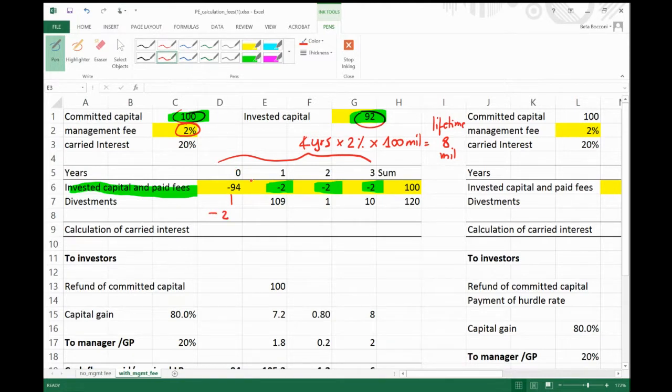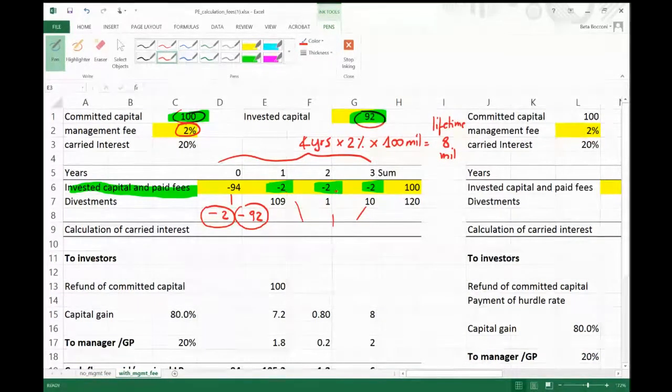And in year number 0, together with the first payment of the management fees, I will contribute essentially the invested capital. So the amount that can be invested in year number 0 is not, like in the previous example, the full 100, but only 92, because you know since the very beginning as an investor that in year number 1, 2, and 3, you will have to pay an additional amount of 2 million fees, 2 million fees, and 2 million fees.